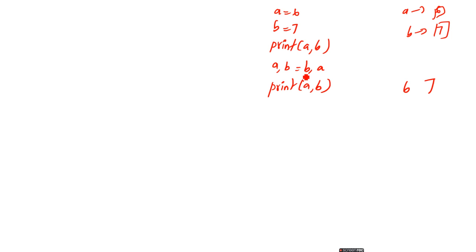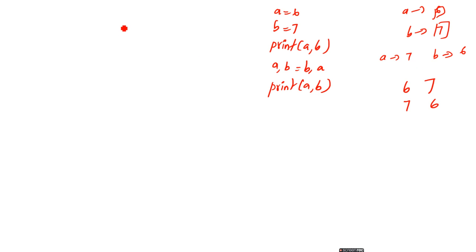Now in the next line a comma b equal to b comma a. That means a will be referring to the value of b. What is the value of b? That is 7. And b will be referring to the value of a. The value of a is 6. Now print a b. What is the value of a? That is 7 and the value of b is 6. This is known as swapping. We are interchanging the values of the variables a and b.